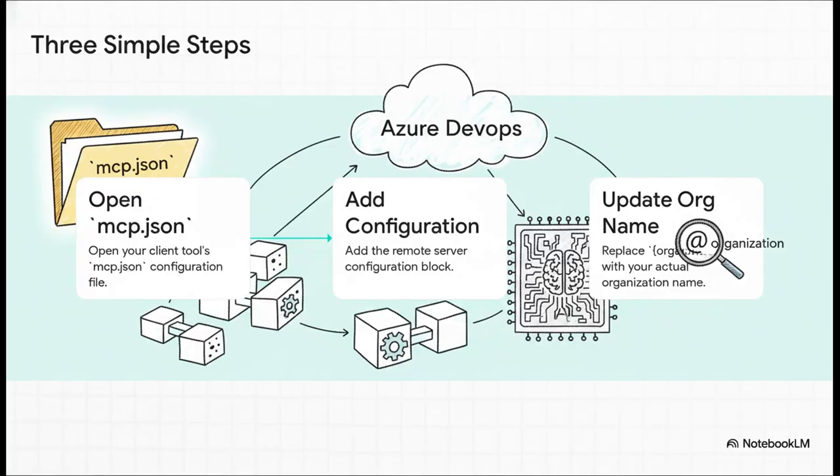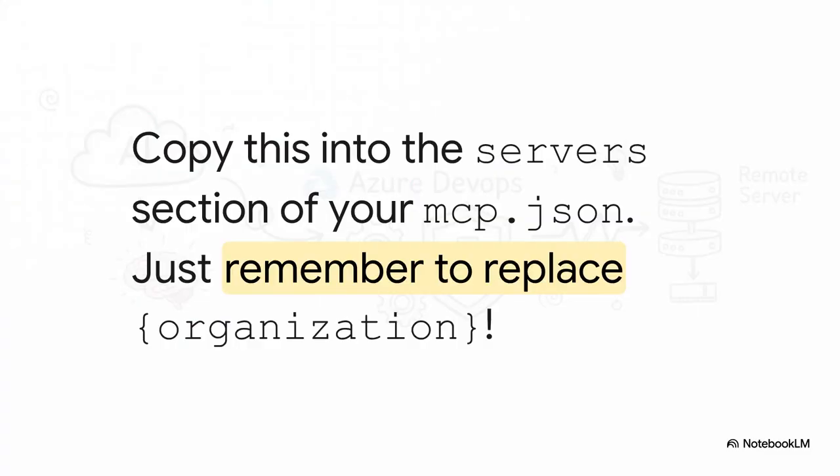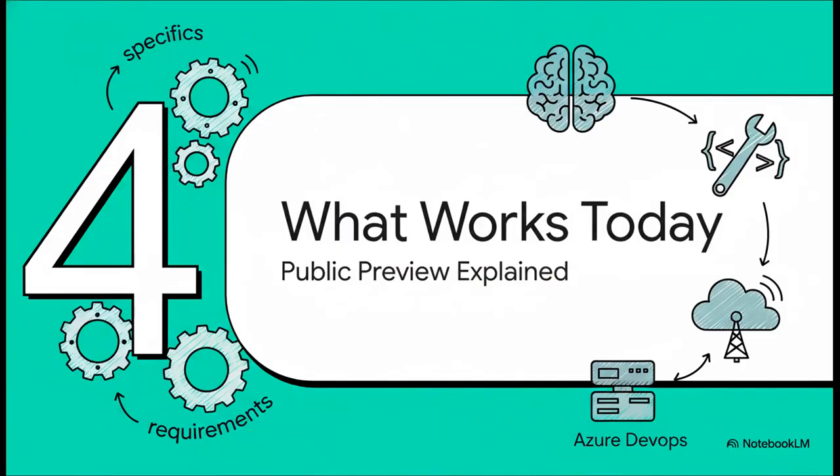That's it, seriously. You just find the MCP JSON file that your tool is using, you paste in a little block of text, and you make one tiny change. You swap out a placeholder with your Azure DevOps organization's name. And this is literally all you need. You copy this bit of JSON, you pop it into the server section of your file, and you change out the organization placeholder for Microsoft or your company name. Save the file, and you're done. That's it. The server is configured. It's that fast.